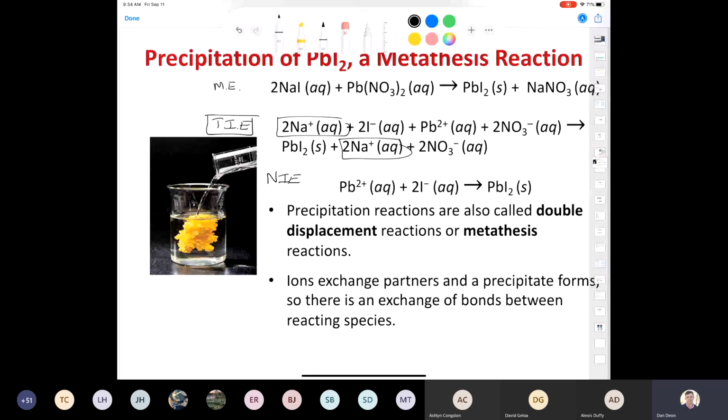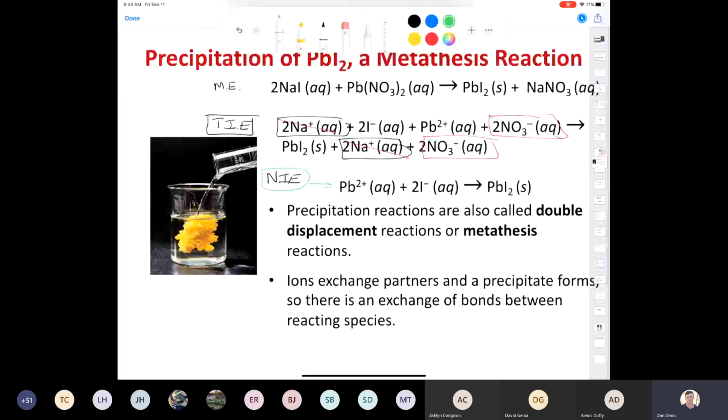That's what we call a spectator ion. If we look at the nitrate anion, we have 2 nitrates and 2 nitrates. Was that affected in the reaction? No, it didn't do anything. So we cancel those out. Those are called spectator ions, and we're left over with our net ionic equation, which is shown here. So overall, the net ionic equation shows us what actually happened to produce this precipitate. It says here that ions exchange partners and a precipitate forms, so there is an exchange of bonds between reacting species. All right, let's move on.